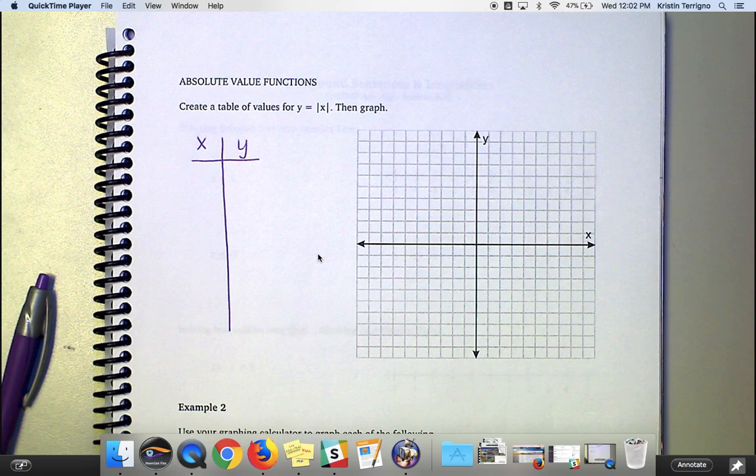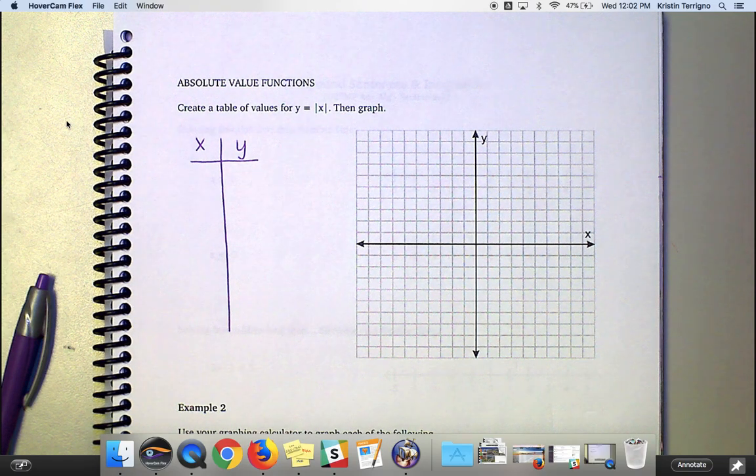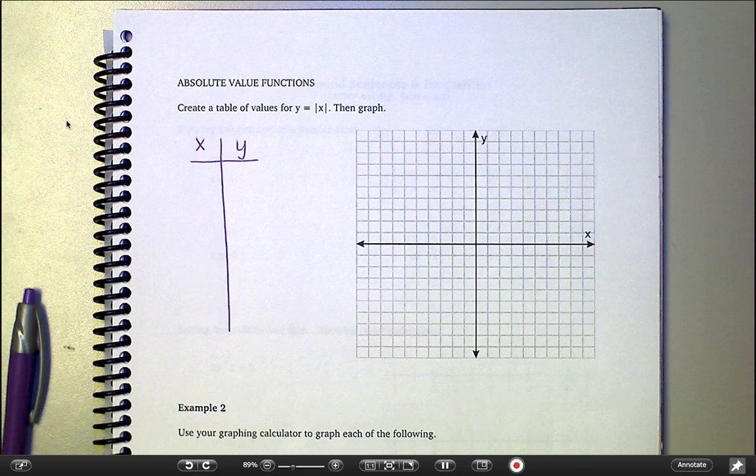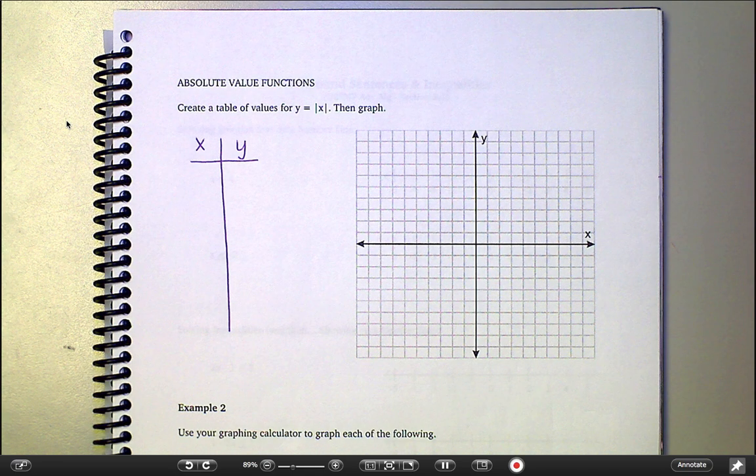Everyone, this is the second part of the lesson on absolute value equations, and we're going to talk about graphing, what the graph looks like for absolute value. And really for these problems, the most important thing is that you recognize the shape of the graph right now, and we're going to use our calculator to do some of the heavy lifting.